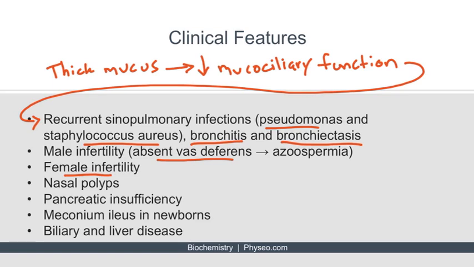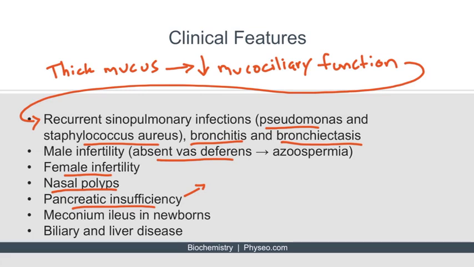The thick mucus in the sinuses causes inflammation in the nose and sinuses, resulting in nasal polyps. The thick mucus in the pancreas causes pancreatic obstruction and inflammation, eventually leading to pancreatic insufficiency. Over time, the pancreas develops cysts and fibrotic tissue, which is actually how the disease got its name.